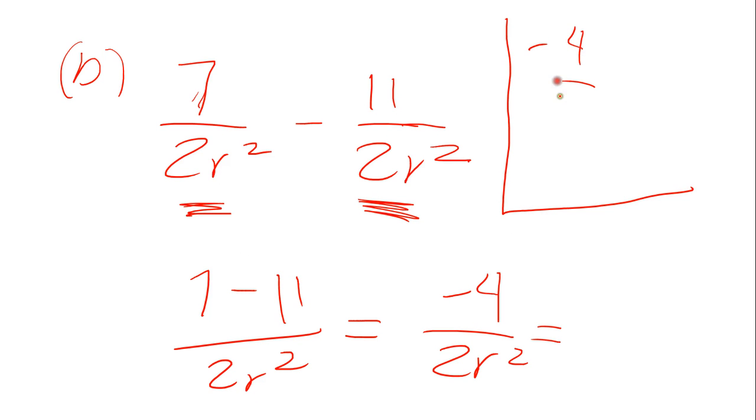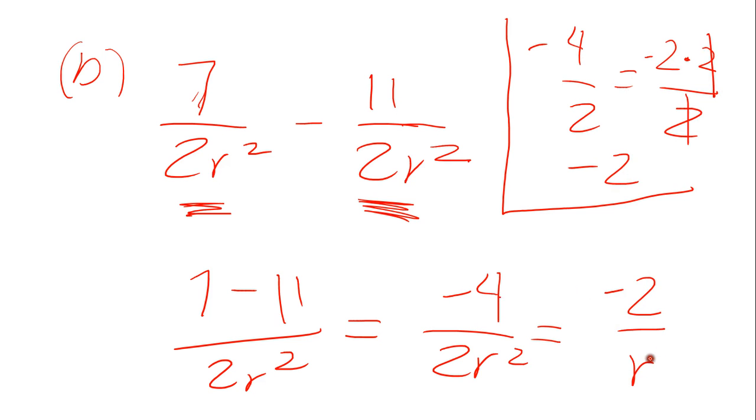which is minus 4 over 2 equals minus 2 times 2 over 2. 2 divided by 2 is 1, so that's minus 2 aside. So this simplifies to minus 2 in the numerator and r squared in the denominator. And that's our final result. Nothing too fancy there, same thing we've been doing. Alright, so now more of the same again.